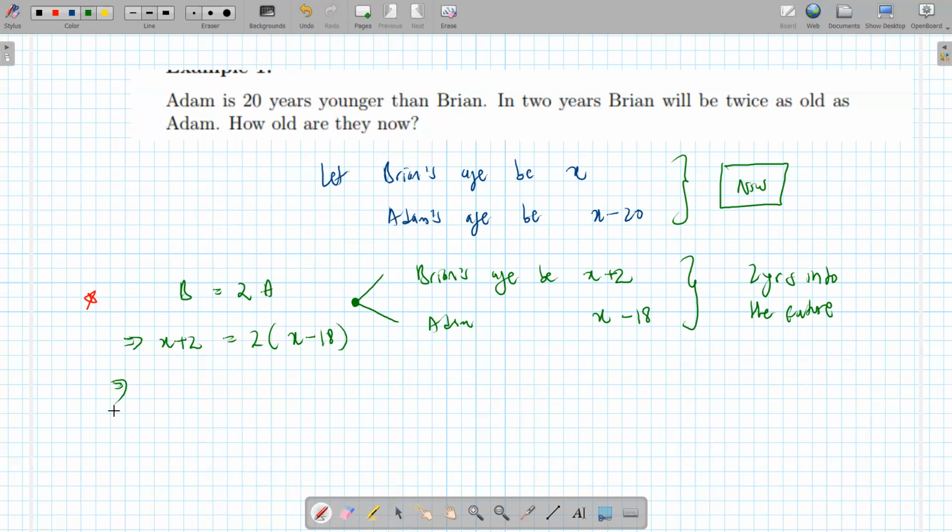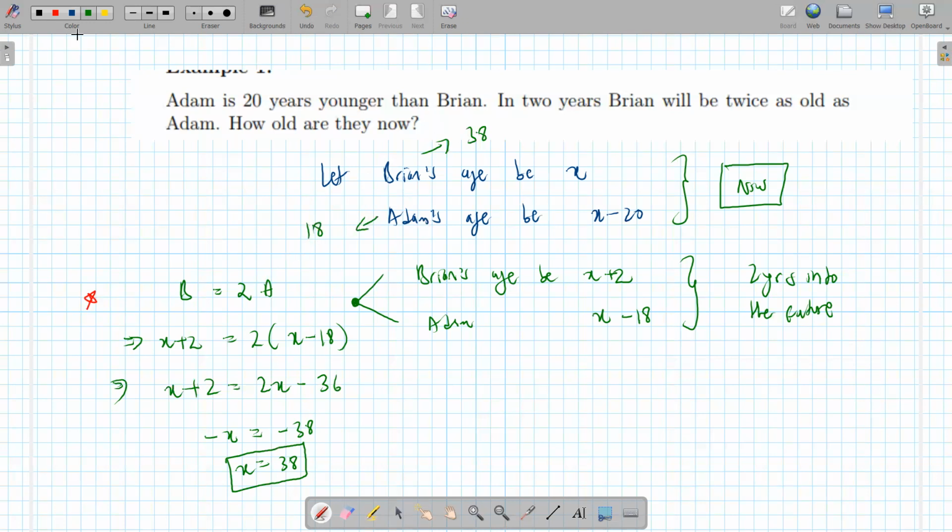Just use BEDMAS, yeah? If there's a bracket, open it. What do you get if you open that bracket? 2x minus 36. Subtract 2x from both sides, you get minus x. Subtract 2 from both sides, you get minus 38. Therefore, Brian right now, remember, x is Brian's age right now. Right now, Brian is 38, and Adam is 38 minus 20, so he's 18.